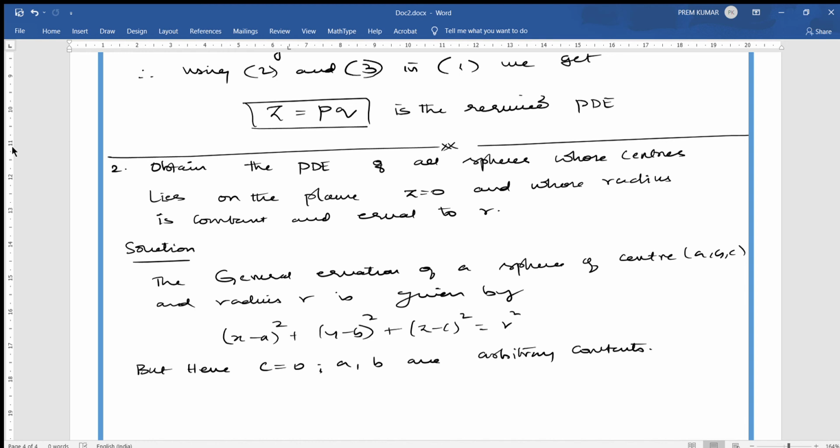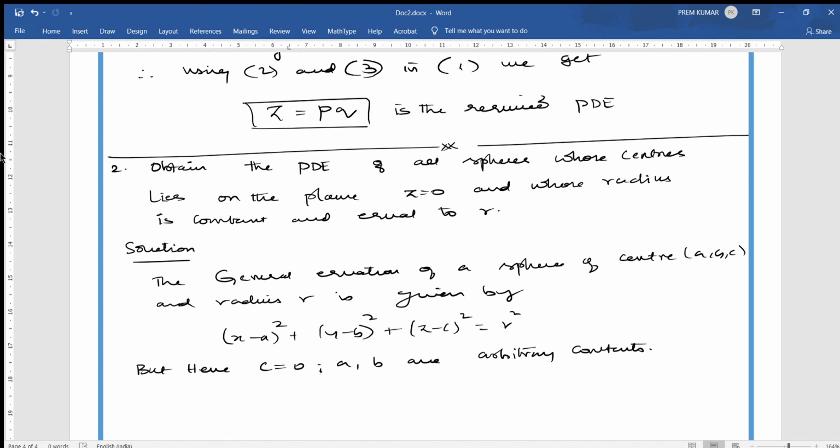So this is a family of spheres. a and b are not fixed constants. We call them arbitrary constants. The meaning is there are many spheres in it. If you change a and b alone, we get another sphere. But all the spheres with c equal to 0 will have their centers lying on the xy plane, that is z equal to 0.